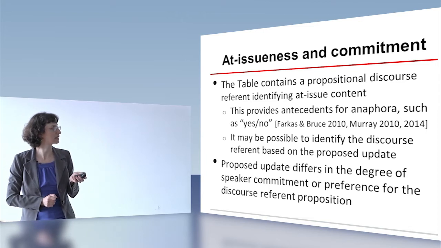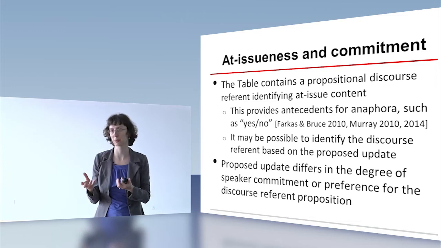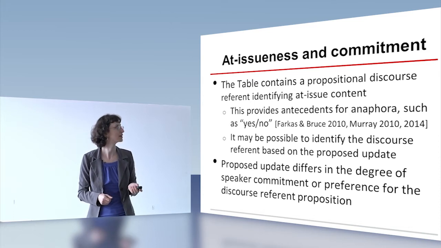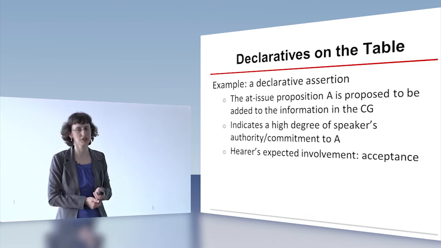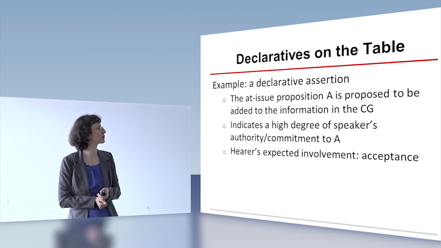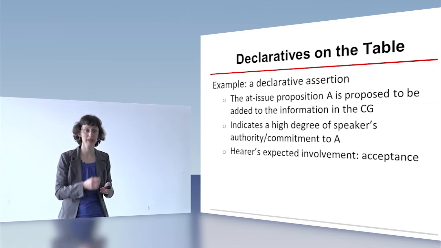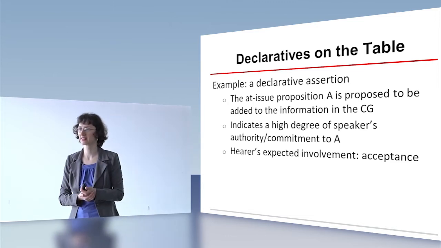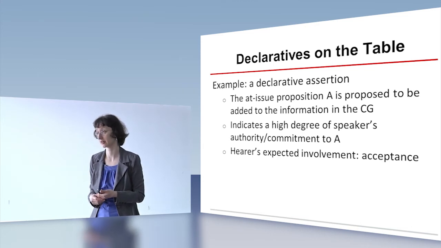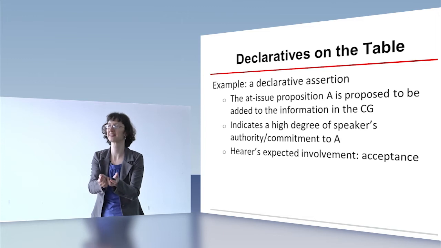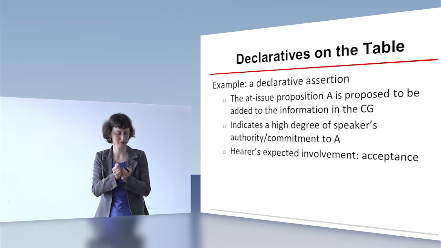Okay. So now if you look at the two parts, the at-issue proposition and the proposed move, the proposed update differs in the degree of speaker commitment or preference for the discourse referent proposition. So if we look at declarative assertions, the at-issue proposition A is proposed to be added to the information in the common ground. That indicates a high degree of commitment to it. So just by seeing what the proposed update is, the hearer can figure out what the public discourse commitments and likely the beliefs of the speaker are. Now, the speaker's expected involvement in getting the content to the actual target is minimal. All you need to do is accept, possibly just do nothing, and then we'll think that you accepted.